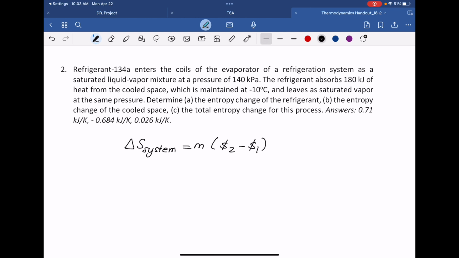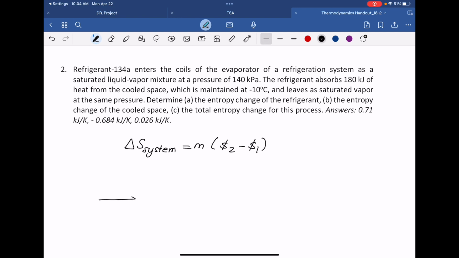We might be able to do it for S2 because it leaves as a saturated vapor at 140 kilopascal. So you would be able to find S2, which is equal to Sg. However, you won't be able to find S1. And for mass, how can we find it? There is no volume given, and it is not possible, okay? So in that case, let's sketch the system and let's see how we can solve this.